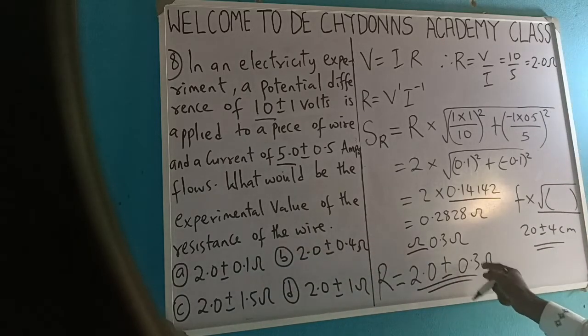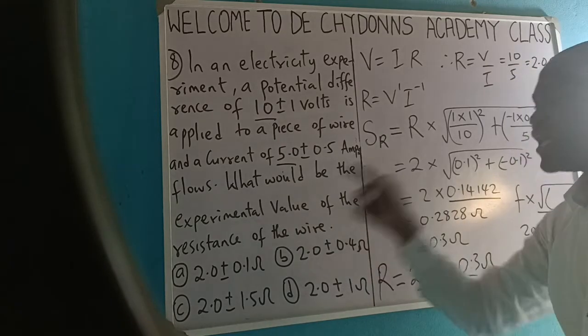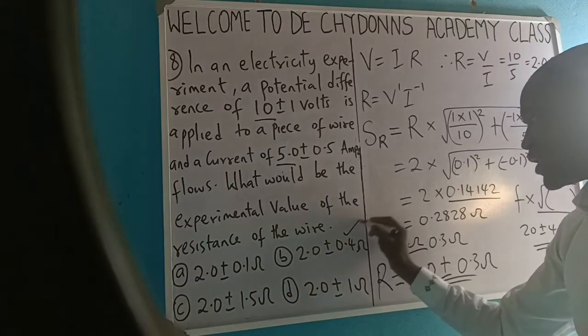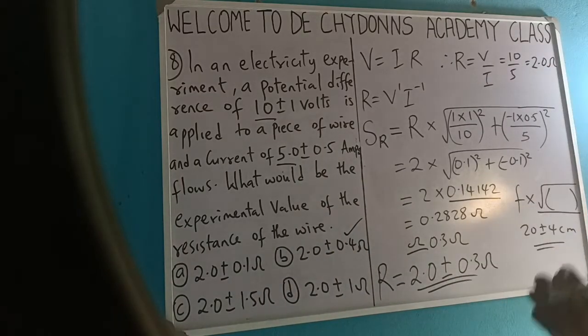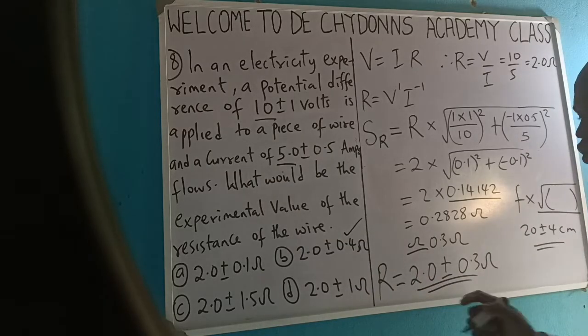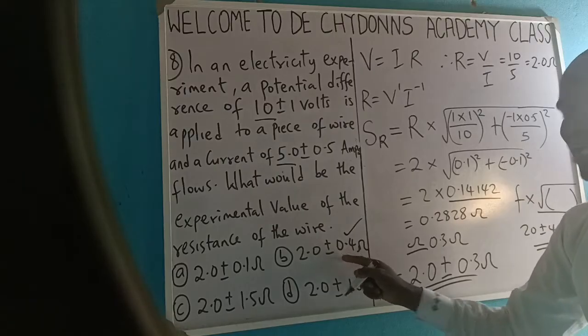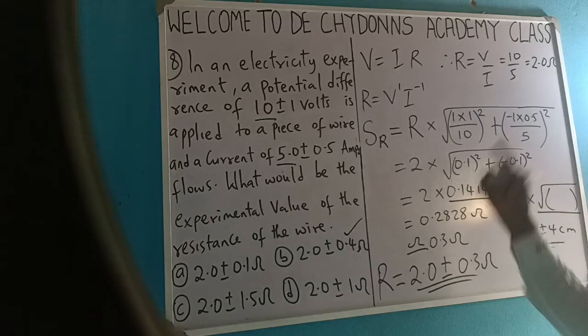0.4 minus 0.3 is 0.1. So 0.3 is closest to 0.4 than 0.1. So we'll be taking this to be the answer. We are taking this to be the answer in the sense that this is closest to this, not that this is the exact answer. Look at the exact answer here in case you want to see how it is being solved.